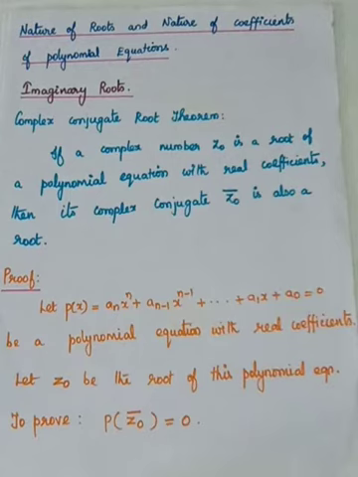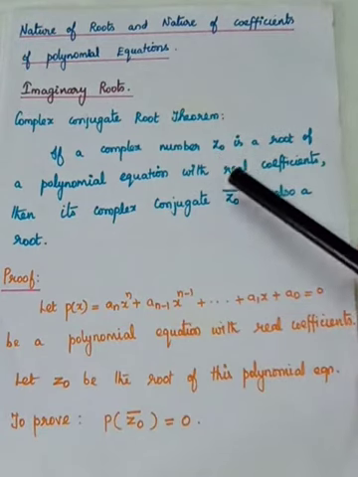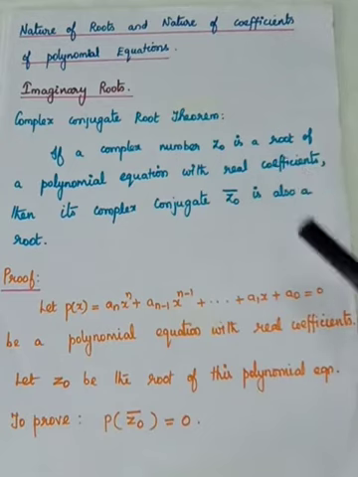Now the imaginary number is denoted as z0. If z0 is a root of the polynomial equation, then z0 bar is also a root of the polynomial equation. In other words, we can say imaginary numbers occur in conjugate pairs. That is the complex conjugate root theorem. We are going to see the proof of it.